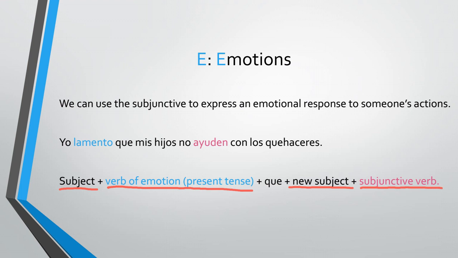The second verb that's describing the actions that our new subject did is in the subjunctive tense. All right. So we have our subject plus the verb of emotion in the present tense plus que. That's our connecting word that connects these 2 different things together. Then we have our new subject, and then we have our subjunctive verb. So it's kind of like a compound sentence. We're saying, I feel this way about that person doing this action.